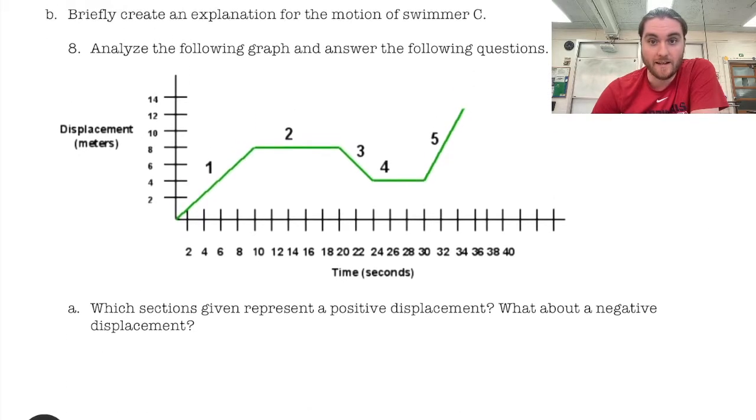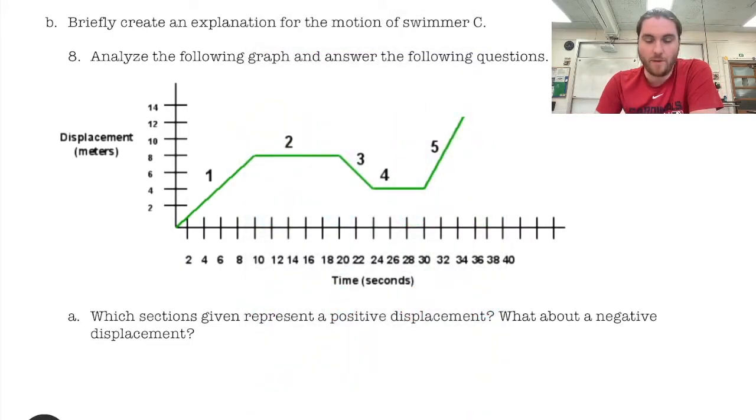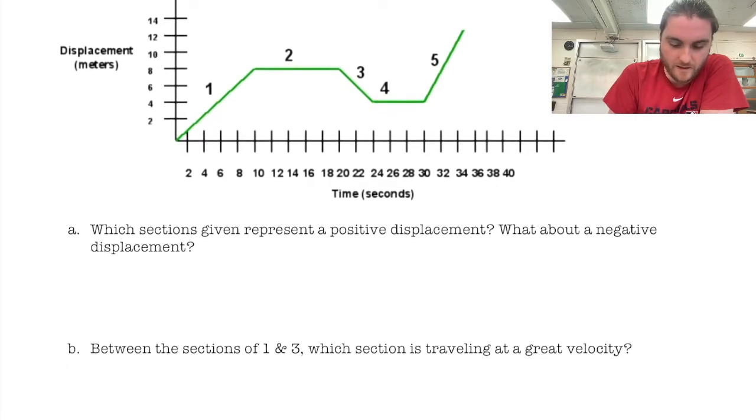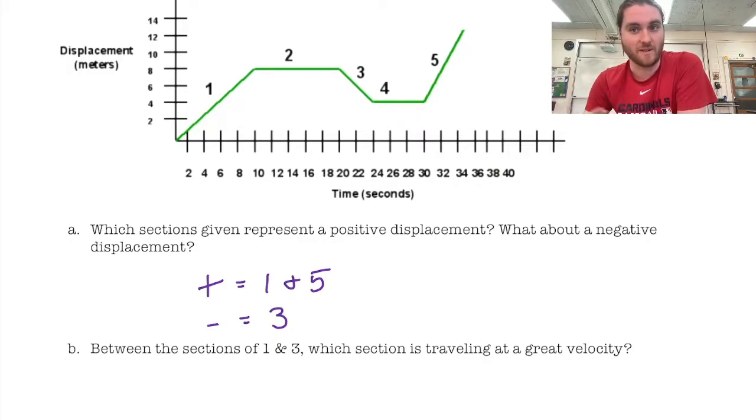All right, keep on going. Analyze the following graph and answer the questions. First it asks what sections have a positive displacement and what sections have a negative displacement. All this is asking is whether it has a positive or a negative slope. Positive is sections 1 and 5, and negative is just 3. Sections 2 and 4 have no slope, that's 0. If the object is not moving, I wouldn't really count it as a displacement, because displacement, again, is how far. So that's what I would say.